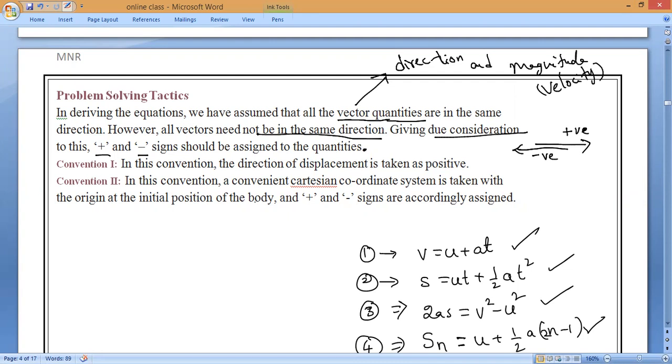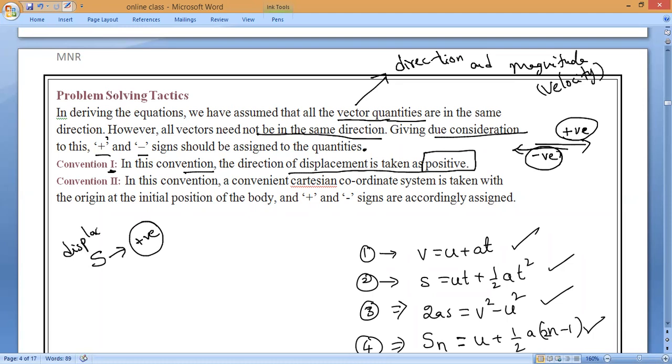Next, you can see the convention. As I said, one thing is positive, another one is negative. So when we have to give positive and when we have to give negative, let us discuss. The first one is convention 1. In this convention, the direction of displacement is taken as positive. Displacement has been taken as positive.